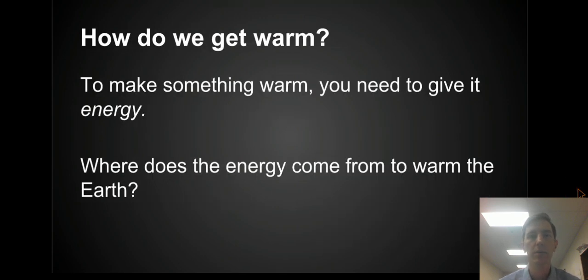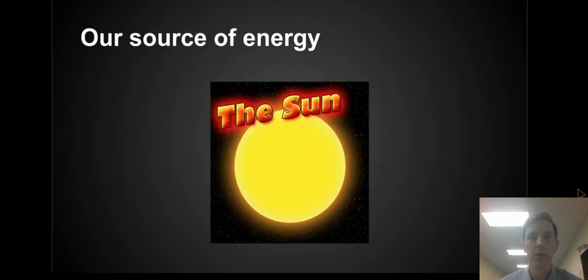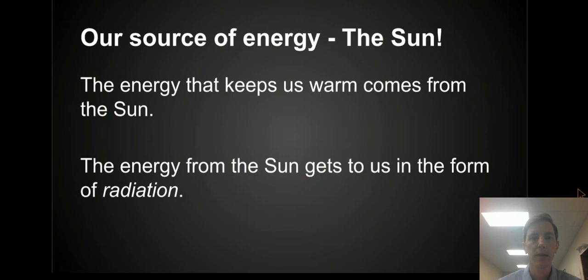Well, to make something warm, like we learned in the first science project we did, you have to give something energy. So the question then is, where does that energy come from to warm up the Earth? And the answer is the sun. The sun is a star. It gives off a lot of energy, and that energy is what warms us up. The energy from the sun gets to us in the form of radiation.